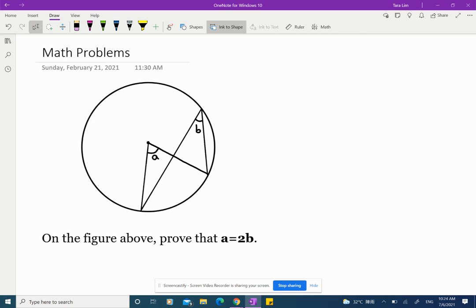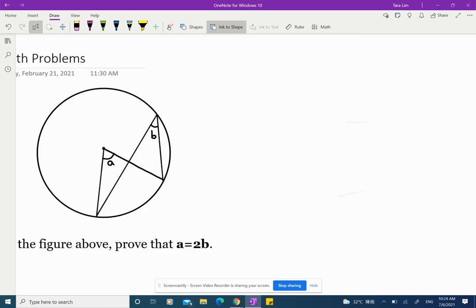In the figure above, prove that A is equal to 2B. So first of all, I want to teach you a concept so that we can do this more easily.